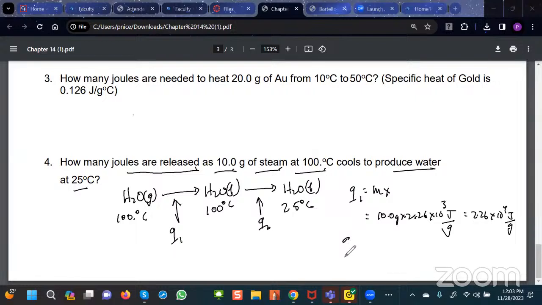And then Q2 would be equal to what? Now, Q2 is where we go from 100 degrees Celsius to 25 degrees Celsius, right? So what equation would you use for that? M times C times delta T. Exactly. So M is equal to 10.0 grams. C is equal to 4.18 joules per gram degrees Celsius. And delta T would be what?